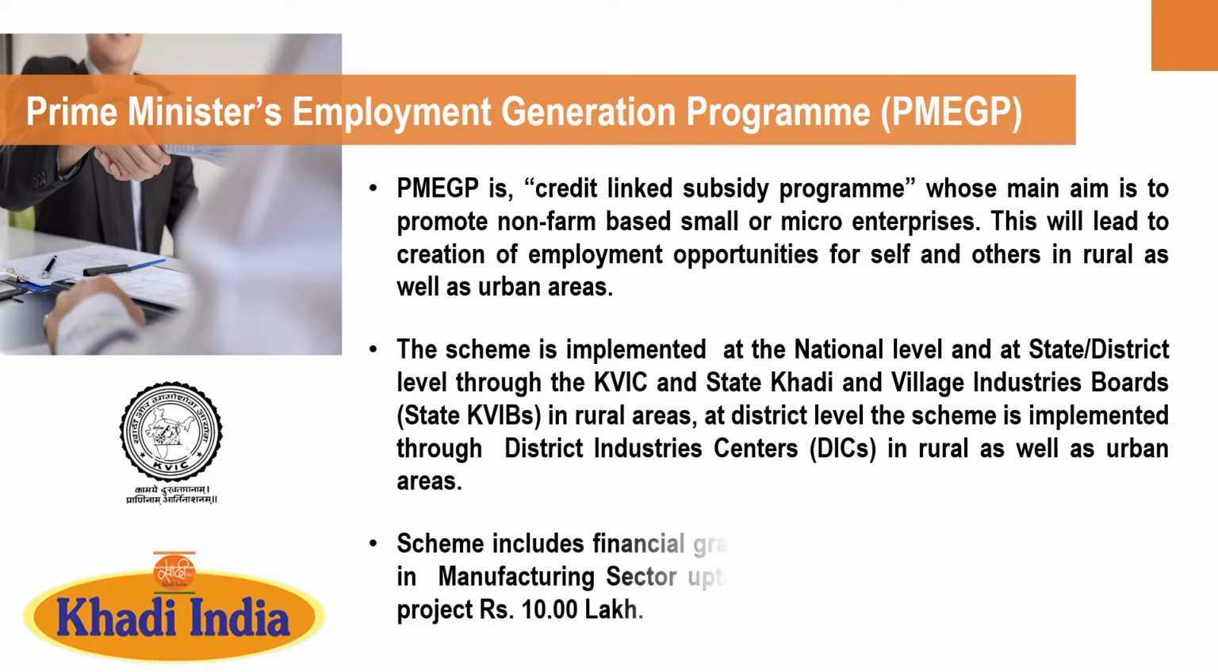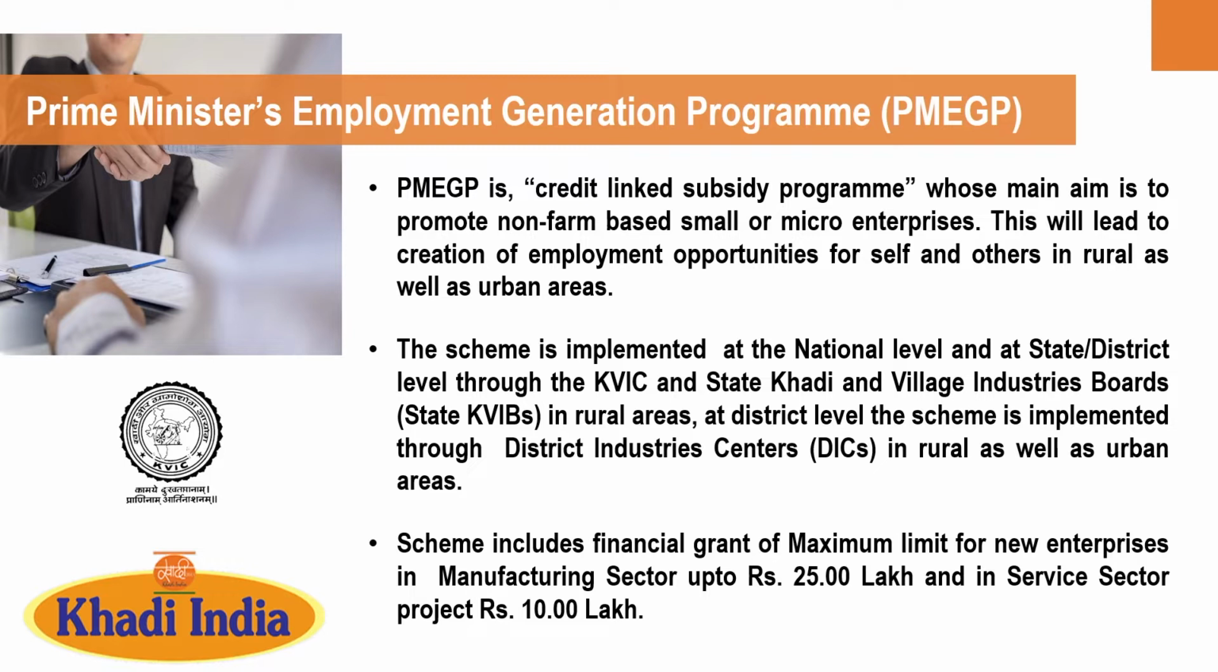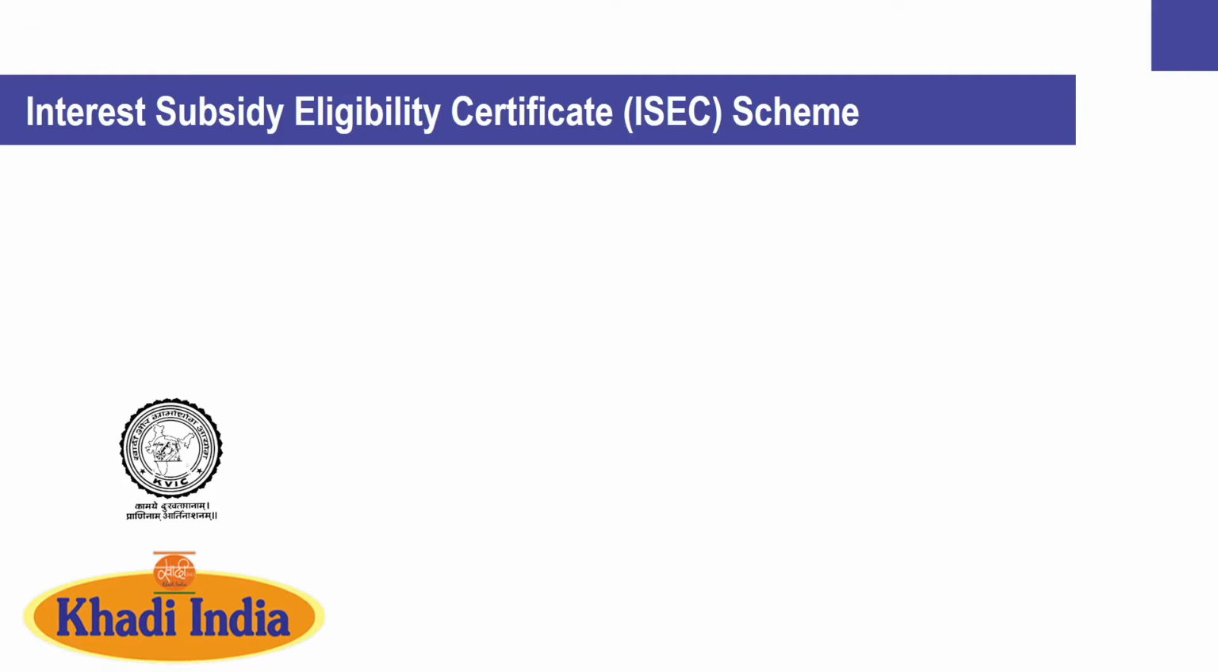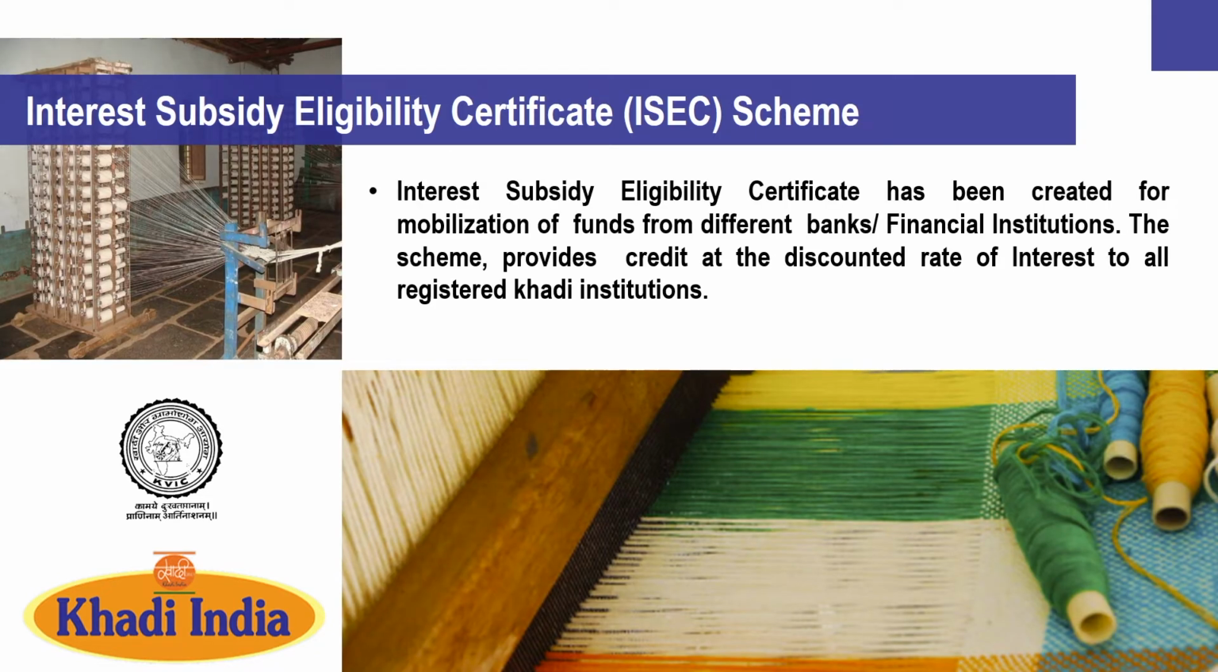This scheme includes a financial grant with a maximum limit for new enterprises in the manufacturing sector up to Rs 25 lakhs and in the service sector up to Rs 10 lakhs. Another scheme is the Interest Subsidy Eligibility Certificate Scheme. Under this scheme, there has been a mobilization of funds from different banks and financial institutions. The scheme provides credit at a discounted rate of interest to all the registered Khadi institutes.